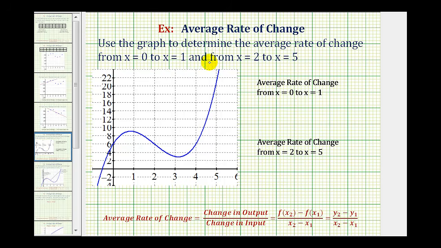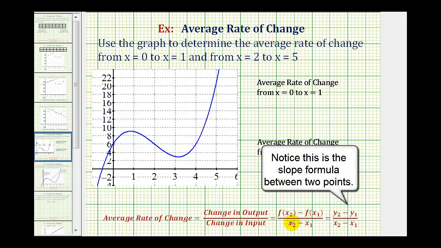Here we're asked to use the graph to determine the average rate of change of the function from x equals 0 to x equals 1 and from x equals 2 to x equals 5. To find the average rate of change of a function, we need to find the change in the output and divide by the change in the input, where the change in the output would be the change in the function values or y values, and the change in the input would be the change in the x values.